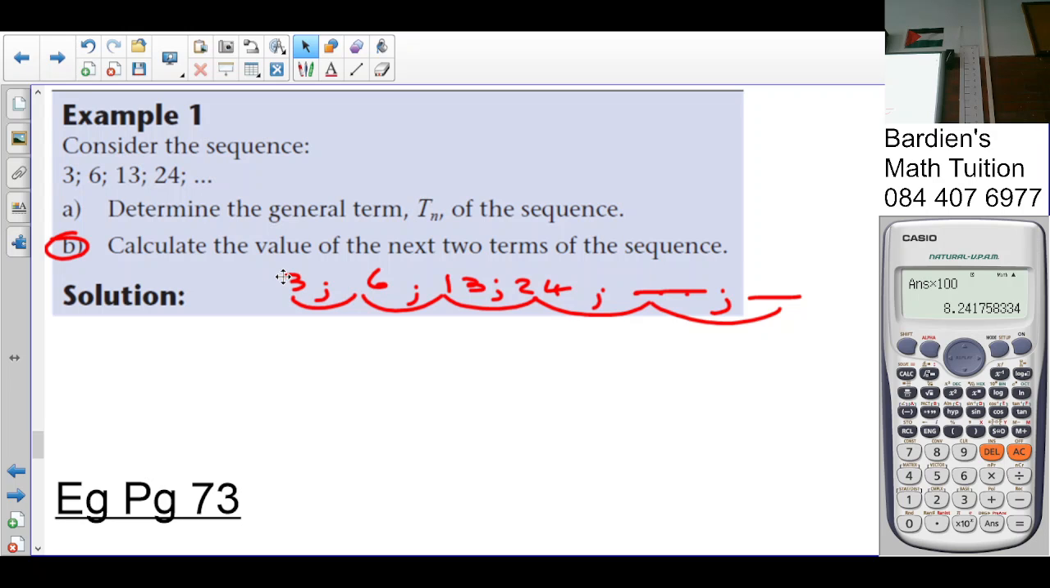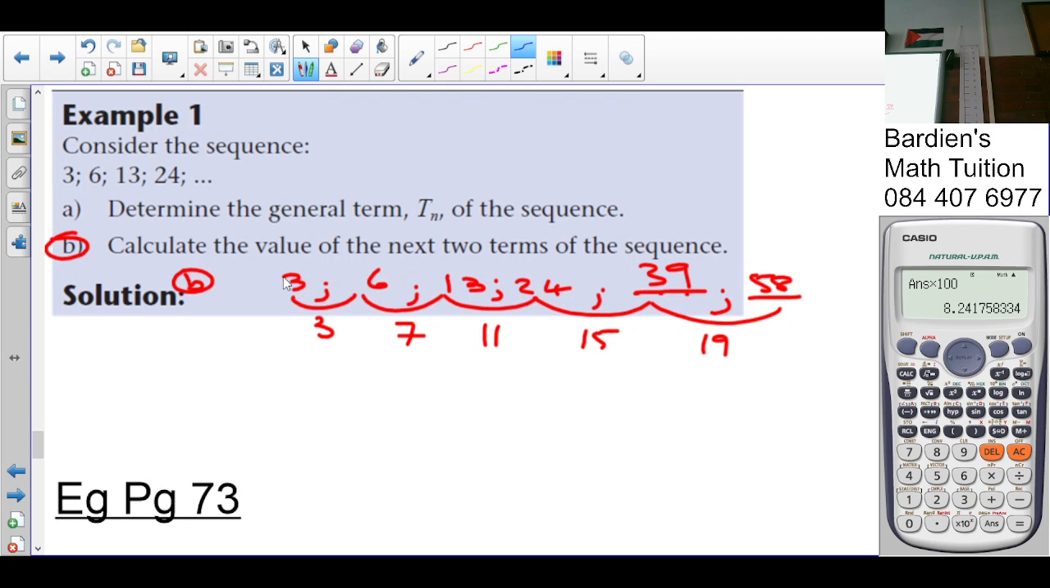Alright. So your first differences here are going to be 3, then 7, then 11, then 15, then 19. So 15 plus 24 is? 39. Then 19 plus 39 is 58. You all agree? So the next two terms in the sequence are 39 and 58. You all agree with that? So let's look at A. And this is the way they normally ask you in the exam. They first ask you to extend the sequence, and then they will ask you to work out the general term.